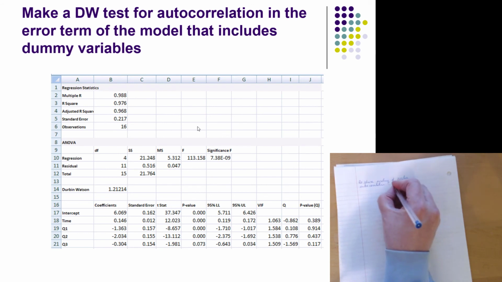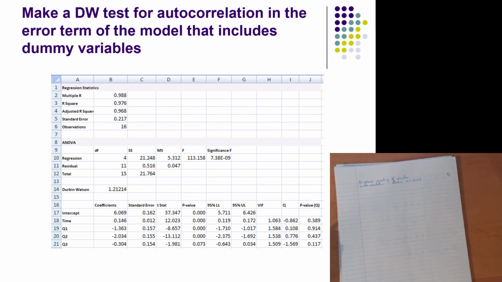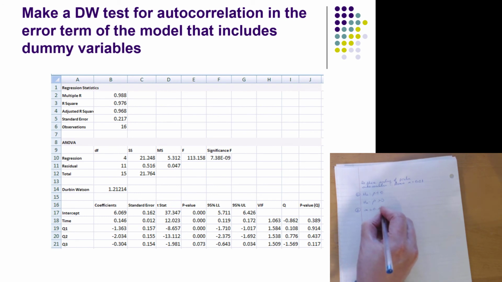Okay, here's our question, and let's assume alpha is equal to 0.01, just so we're using a different table, just for a little bit of fun and variety. We like fun and variety. Step one, we have our H0 and our HA, testing for positive autocorrelation: HA is rho greater than 0, and H0 is the opposite. Step 2, still have an alpha of 0.01.